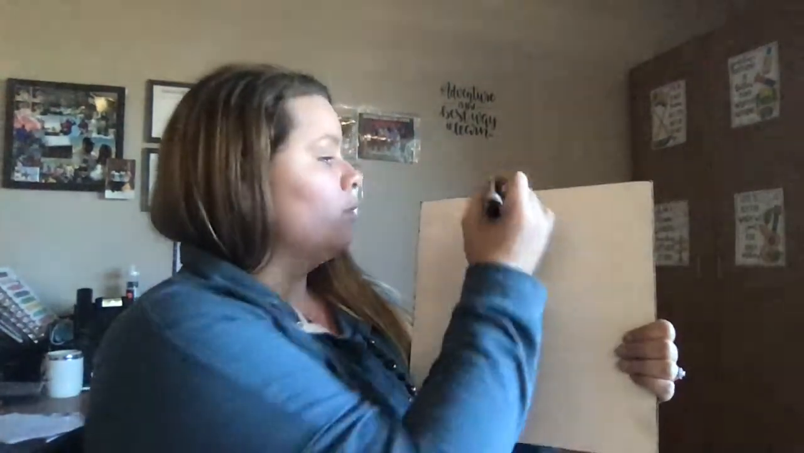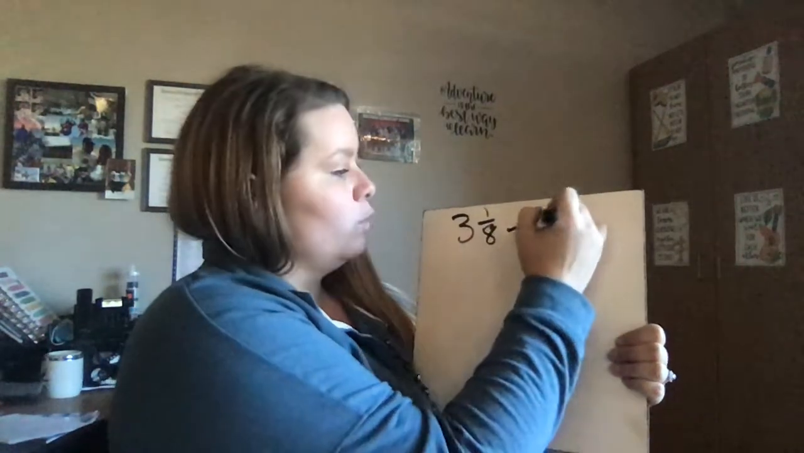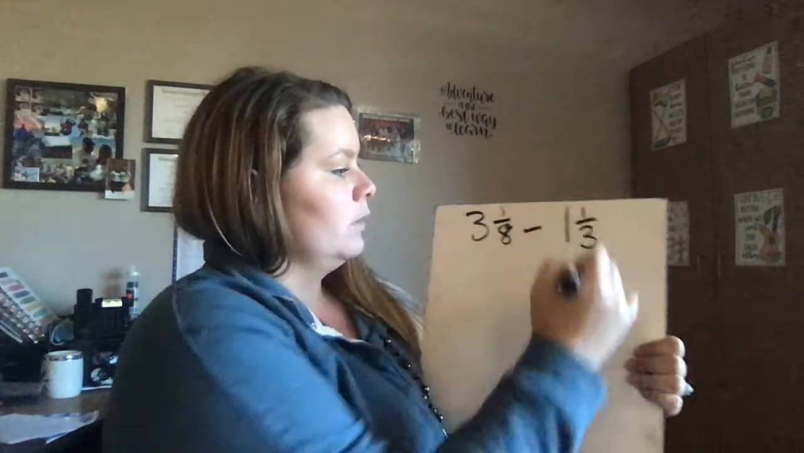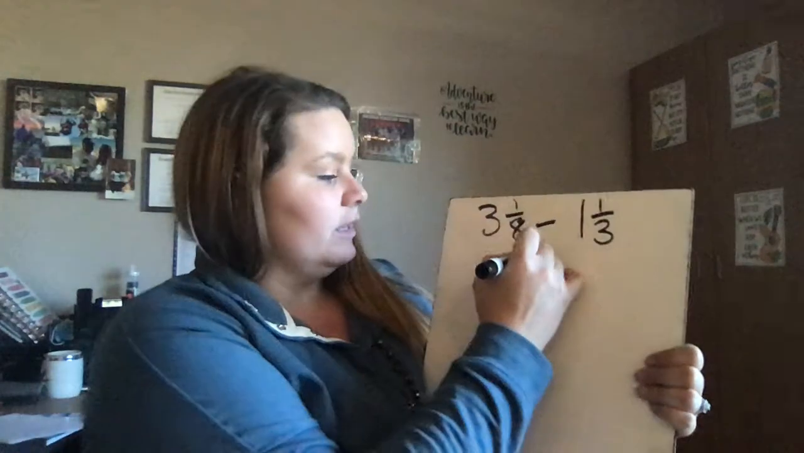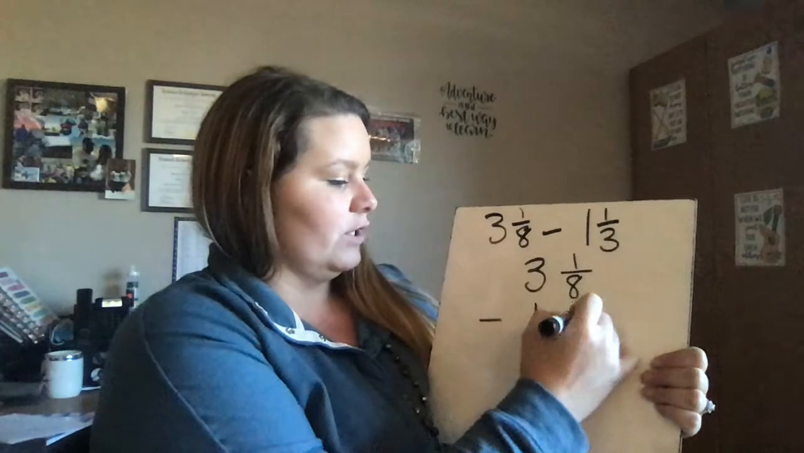Friends, in this video I'm going to show you how to subtract mixed numbers using two different strategies. In the first strategy, I am just going to keep the whole numbers and the fractions separated as long as I can. I'm going to show you how that would work. So we're going to do 3 1/8 minus 1 1/3. In this strategy, I'm going to write my numbers just like this vertically.